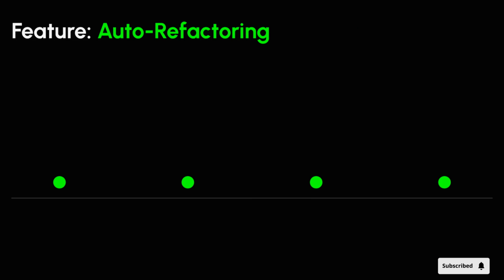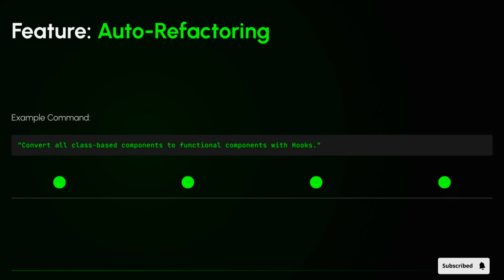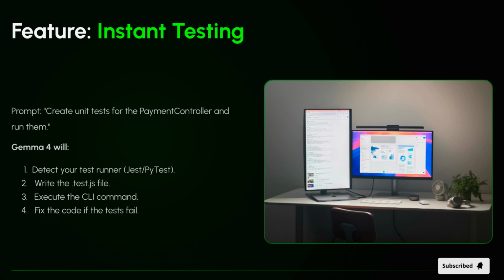Auto-refactoring is another powerful feature. For a command like converting components, the process involves scanning files, generating diffs, applying changes, and automatically running tests to verify the refactoring. Instant testing allows you to create and run unit tests on demand. Gemma 4 detects your test runner, writes the test file, executes the CLI command, and even fixes the code if tests fail.